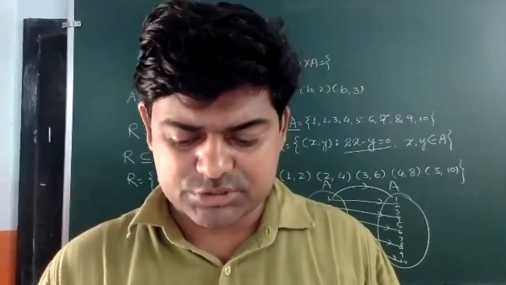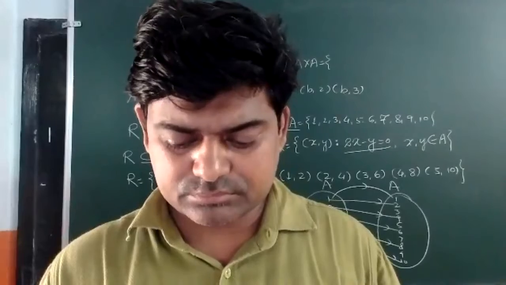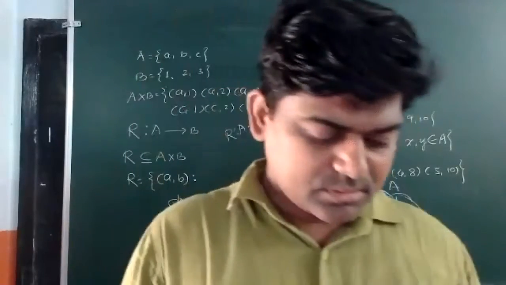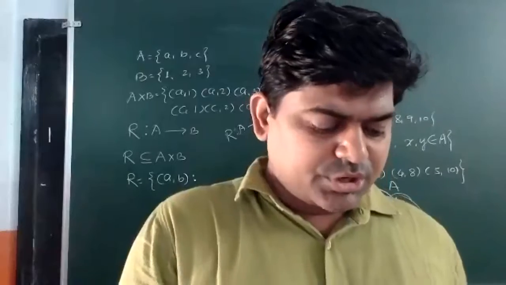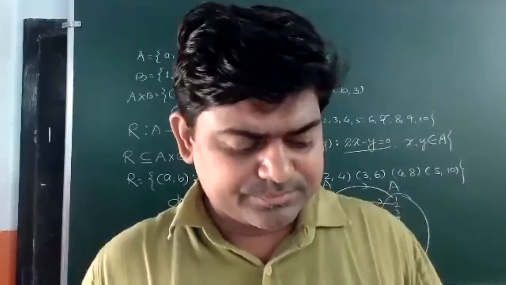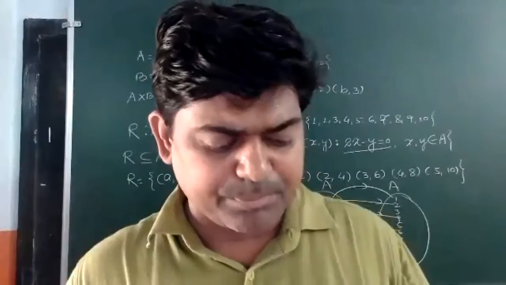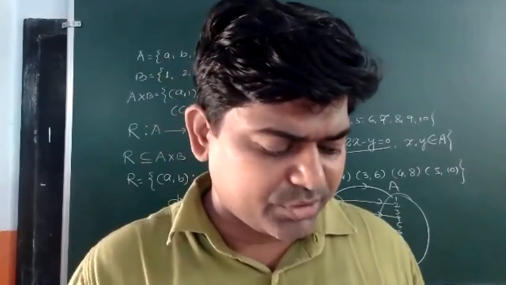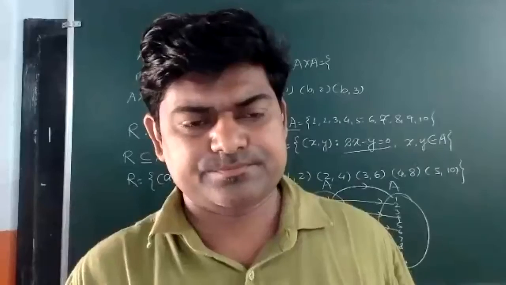Question number 21, first part. In question number 21, it's written: find the linear relation between the components of the ordered pair of the relation R where these are the elements.